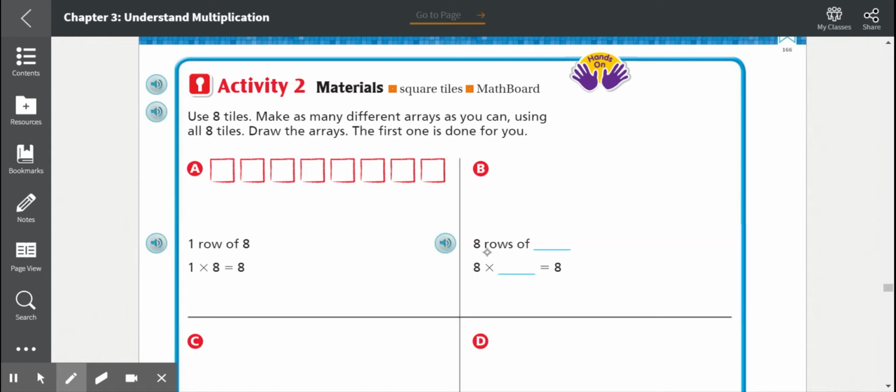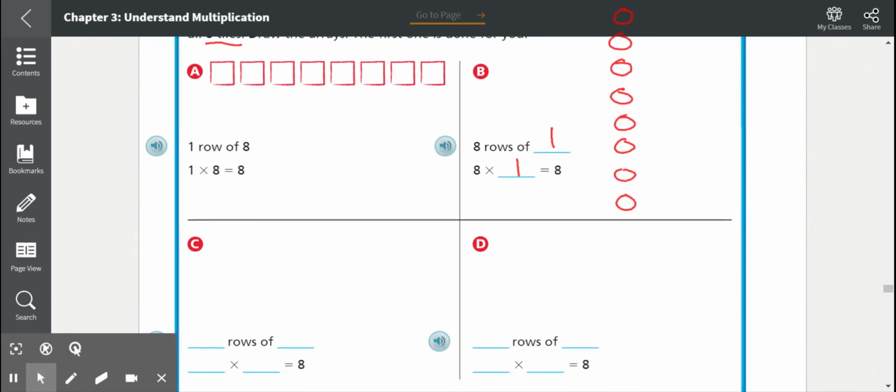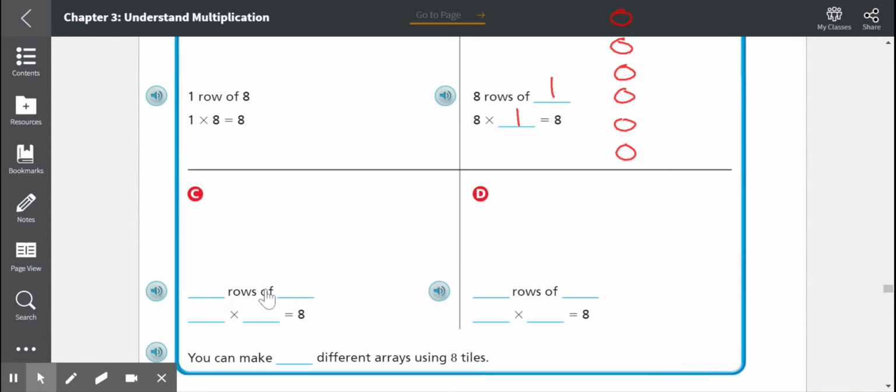Now they want us to do 8 rows. 8 rows of blank. Well, let's first draw 8 rows. 1, 2, 3, 4, 5, 6, 7, 8. Okay, we used all 8 tiles. 8 rows, and then there's only 1 in each. 8 rows of 1 would be 8 times 1 equals 8. Okay, let's do another one.